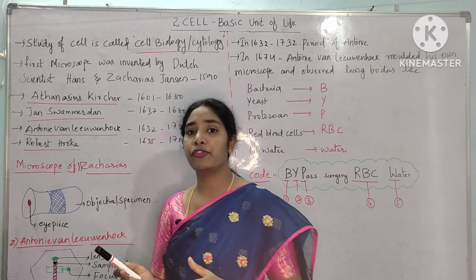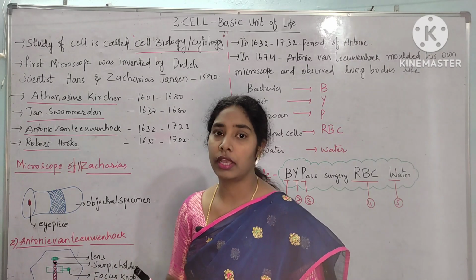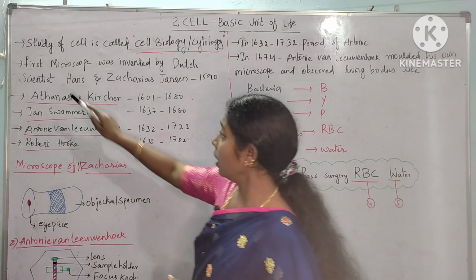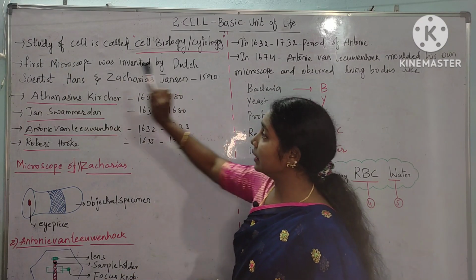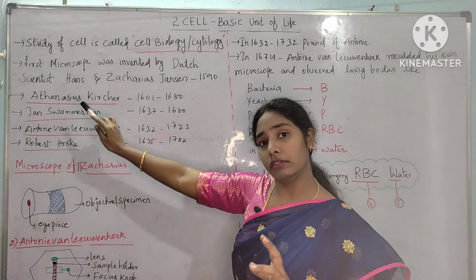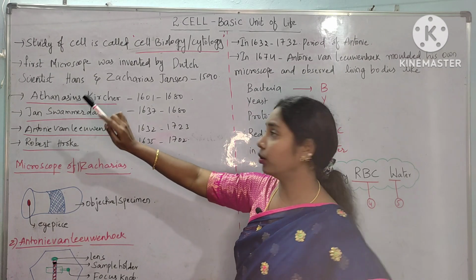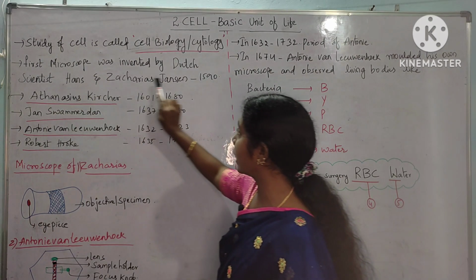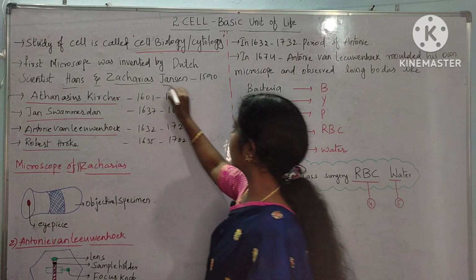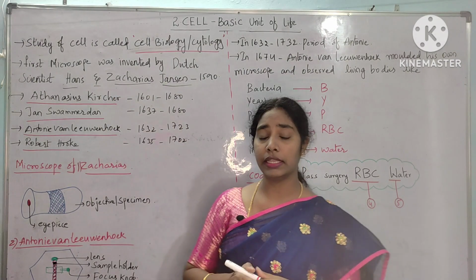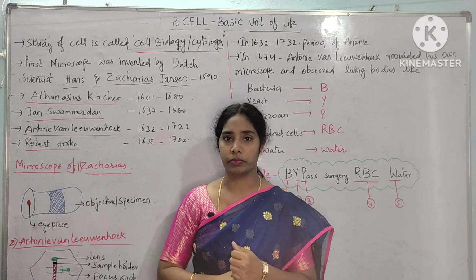These two are son and father, and they belong to the Dutch. The first microscope was invented by Dutch scientists. They are son and father. Who are those? Hans and Jacques Janssen. In the year 1590, they made a microscope.